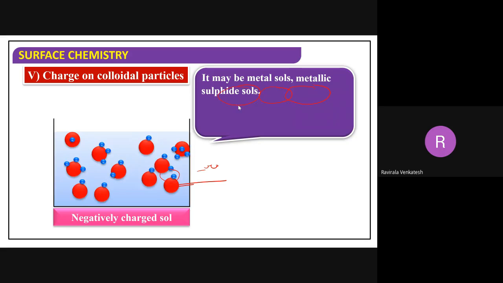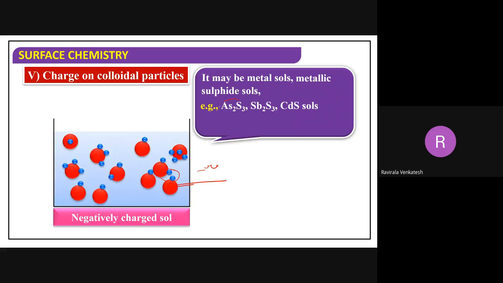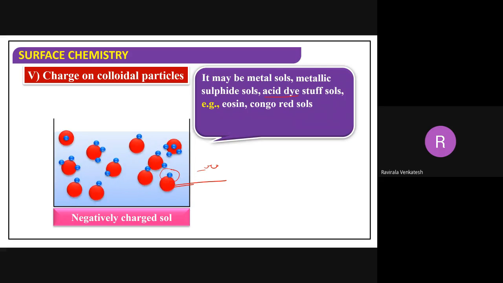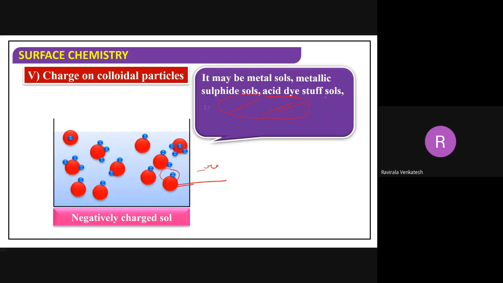Next, metallic sulfide sols: arsenic sulfide sol, antimony sulfide sol, cadmium sulfide sol. They come under negative colloids. And finally, acidic dyes. Basic dyes are positive colloids, while acidic dyes are negative colloids. Examples we can take are eosin and Congo red sols, which are acidic dyes.